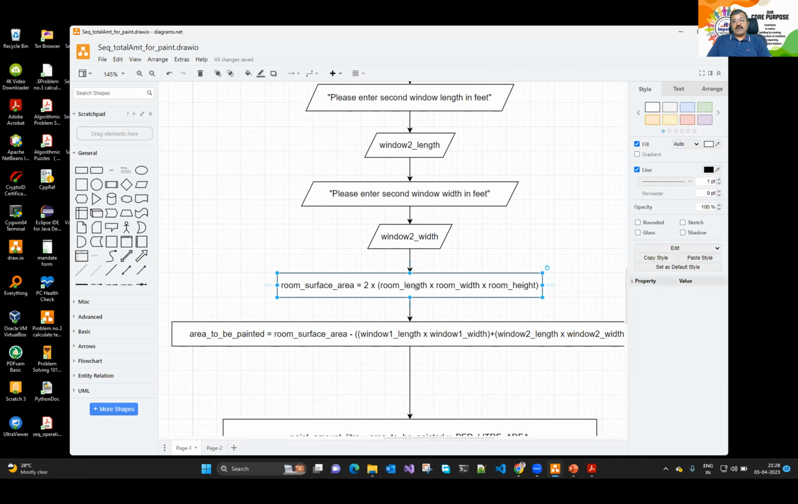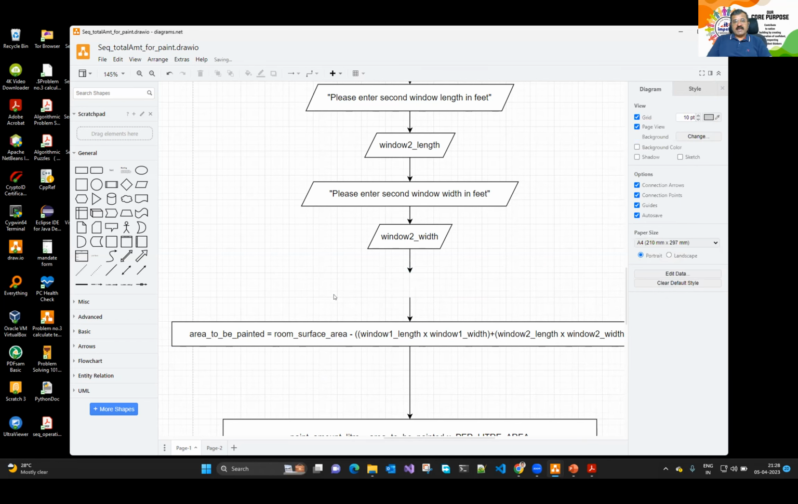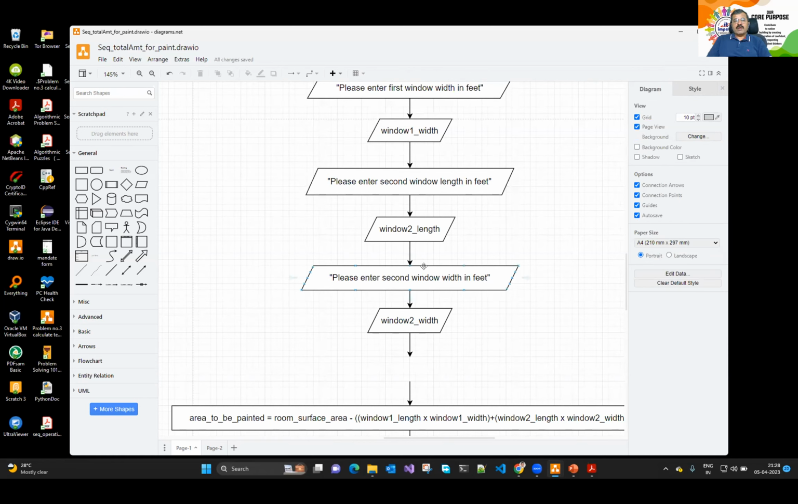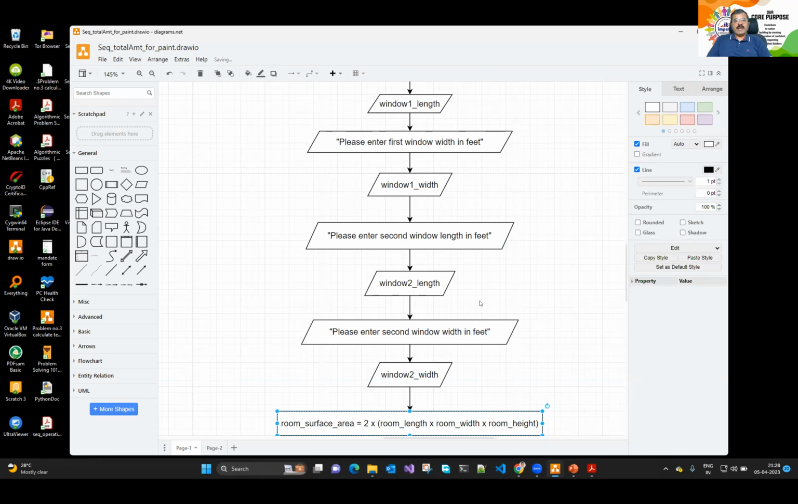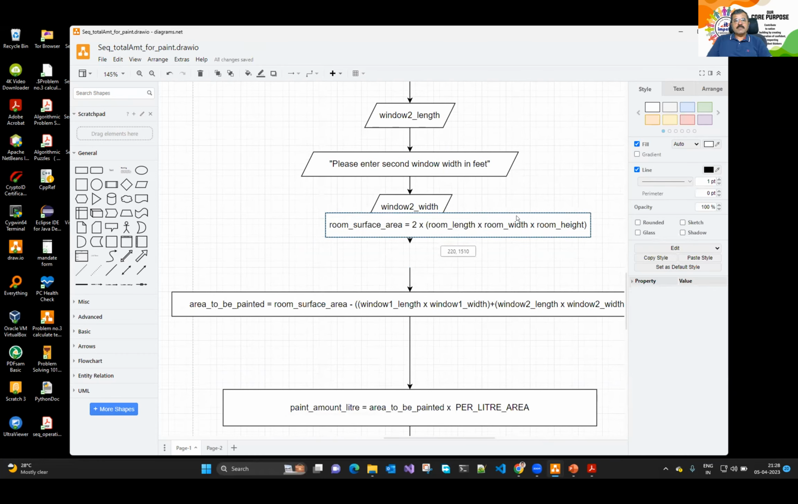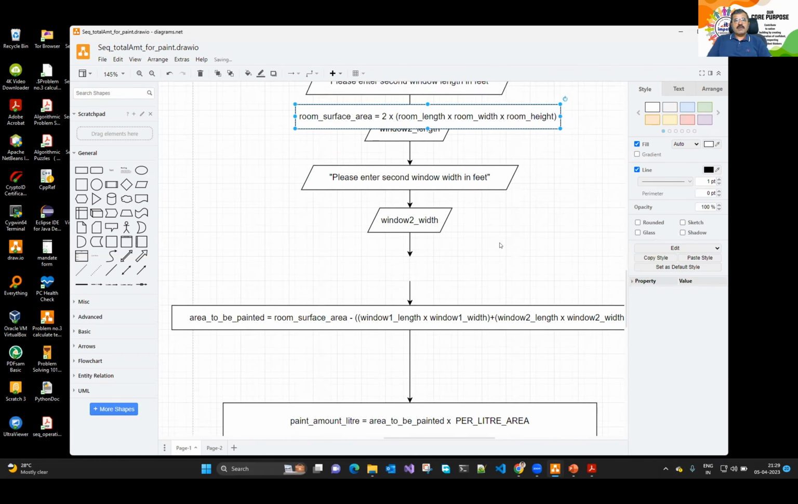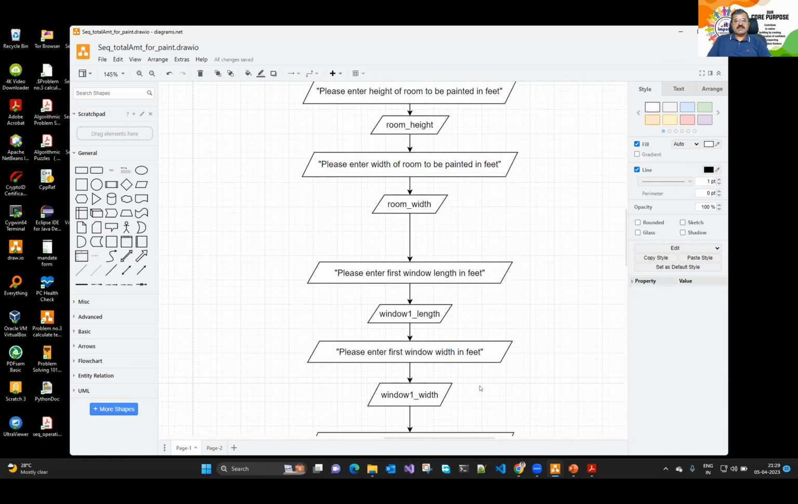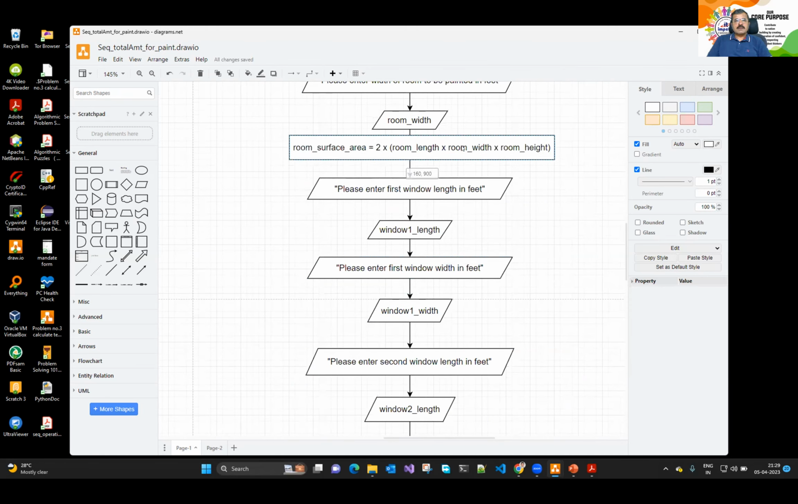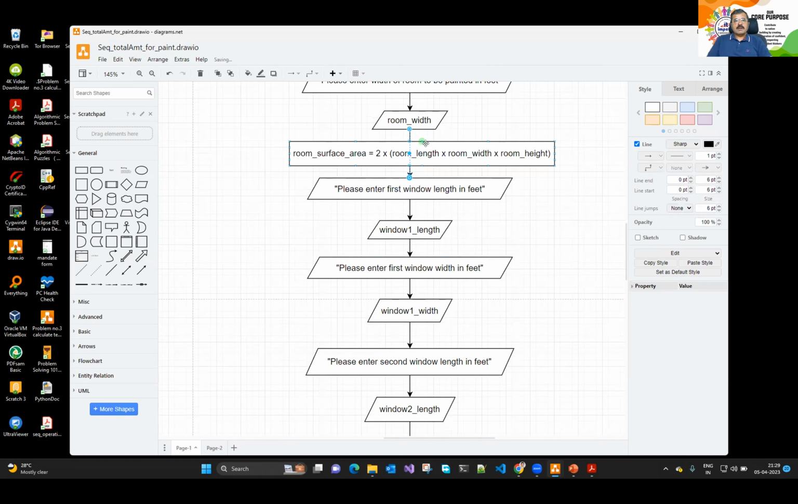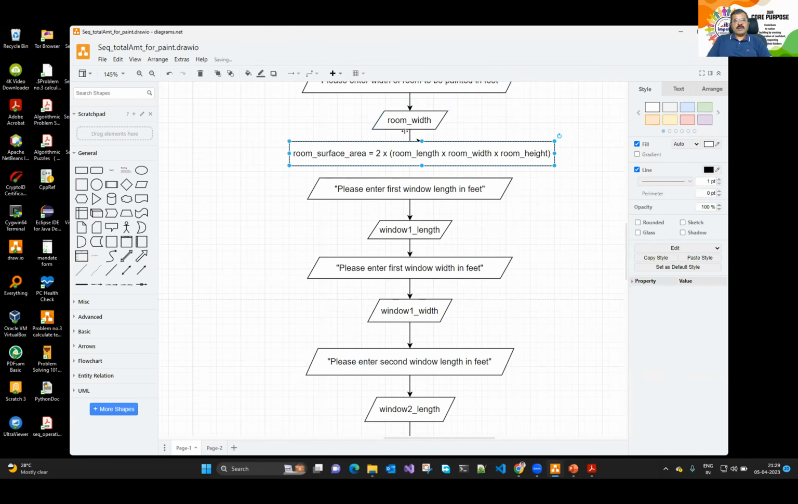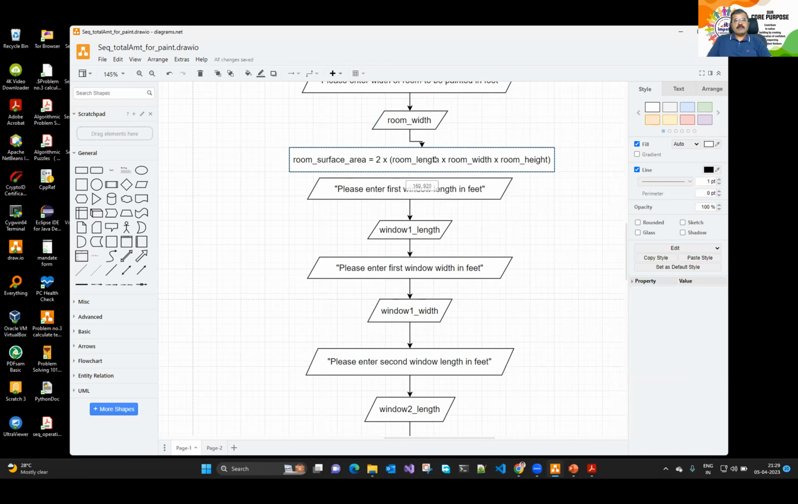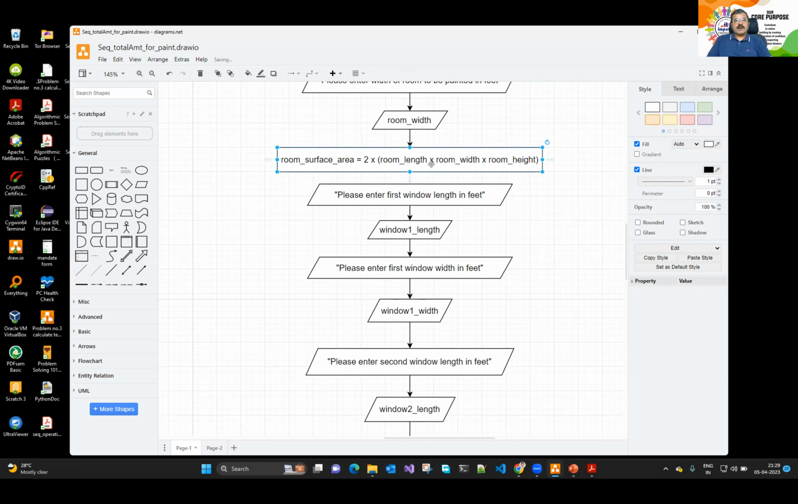Now, Bhagishri, what I would have done is, room surface area, what we had to calculate, I could have rather calculated it just at the time when I had accepted the inputs and got these results. Here itself, I could have calculated it. So I could have got the area calculated.